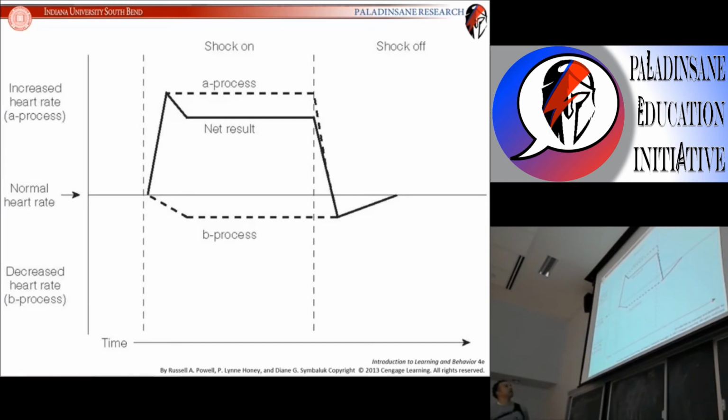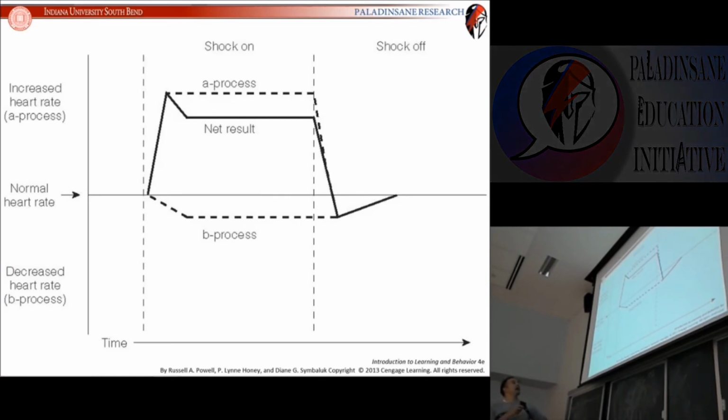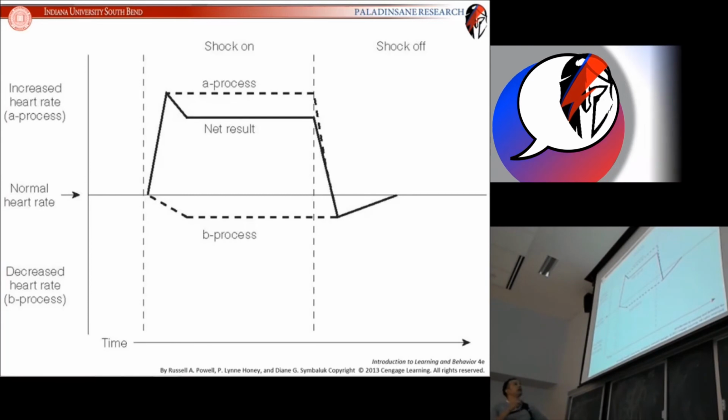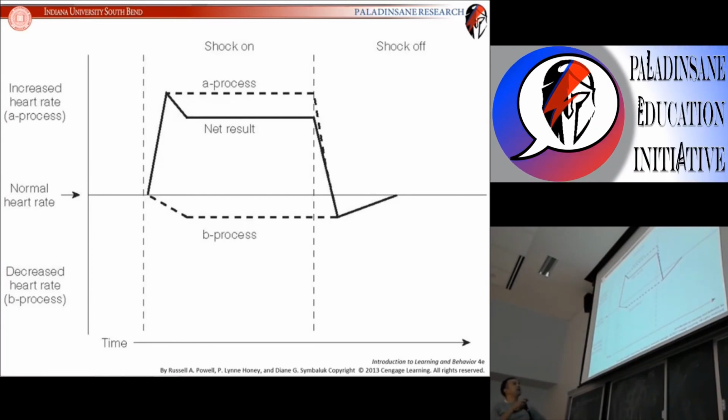So what happens is that when you get shocked, your body has a reaction to the stimulus, and that's the A process. So the A process is your body's reaction to the stimulus, and that reaction in this case is to increase your heart rate. This reaction is very quick. You can see that across very little time, your heart rate increases a lot. And this dotted line up here, this is your A process trying to increase your heart rate as a result of this shock.